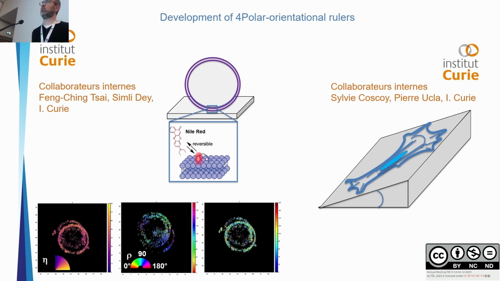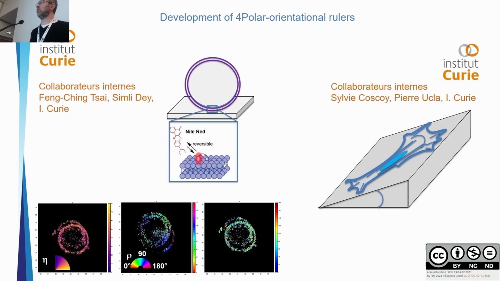So for that, we collaborate with Feng-Ching Tsai. Also in Curie, she had the possibility to put lipid bilayer strictly on top of spheres. And this lipid bilayer, of course, we can label with specific labels I will talk about, to have images like this. Well, it's first images, so they are not perfect, but with that we can calibrate how far we can go to retrieve mostly the eta angle, so out of plane.